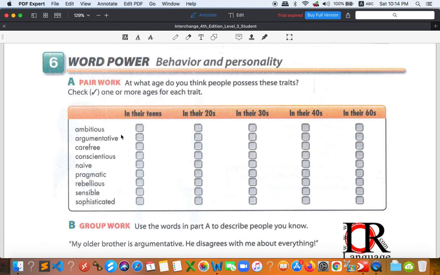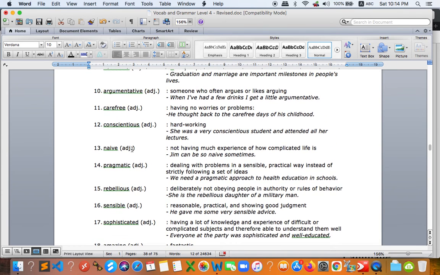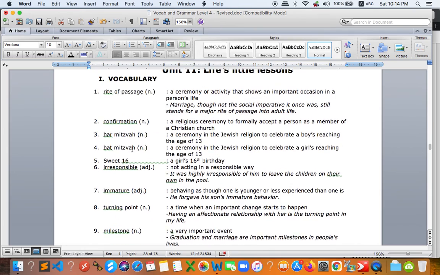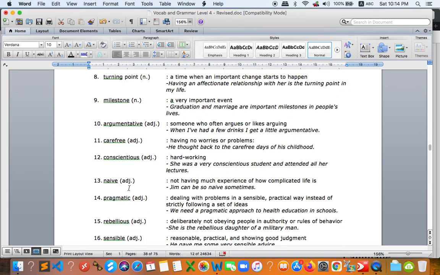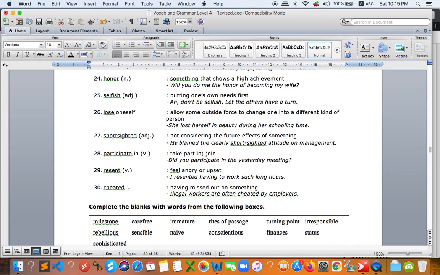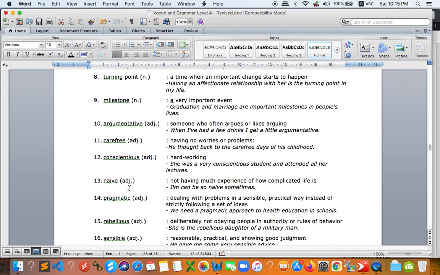Let me give you an example about this word, ambitious. So what is it, ambitious? Take a look at the meaning right here. Hopefully I have this word for you. If not, I will explain. Maybe it doesn't have ambitious. Let me check a little bit. All right, I don't have this word ambitious, but I will explain exactly what it is.